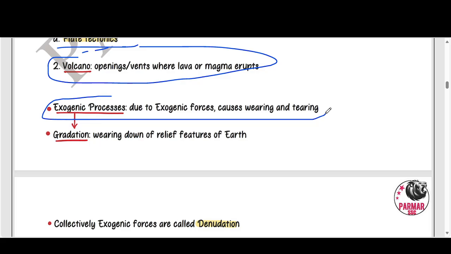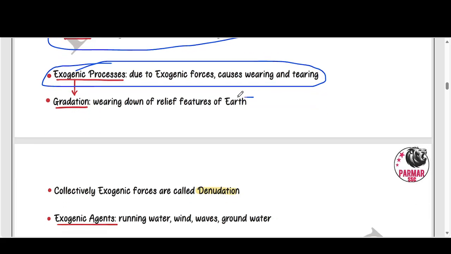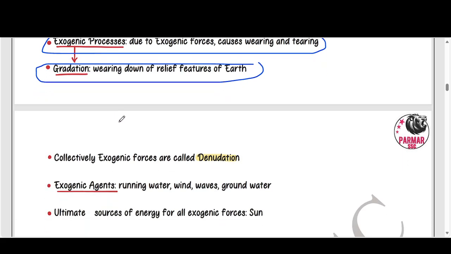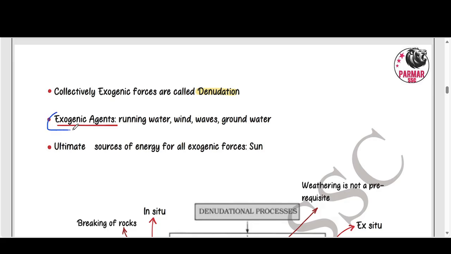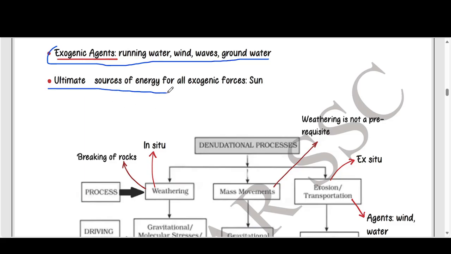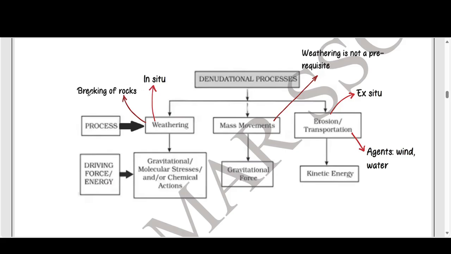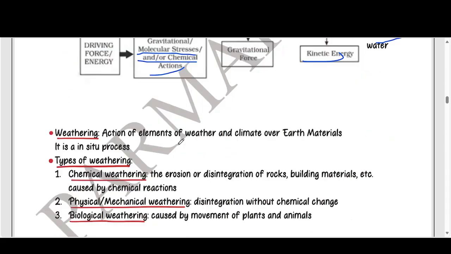Exogenic processes cause wearing and tearing. Degradation is the wearing down of the relief features of the Earth. Collectively, exogenic forces are called denudation. Exogenic agents include running water, wind, waves and groundwater. The ultimate source of energy for all exogenic forces is the sun. Weathering is the in situ breaking of rocks, driven by energy, gravitational forces, molecular stress and chemical actions. Mass movement is driven by gravitational forces. Weathering is not a prerequisite for erosion, except as a transfer agent; wind and water carry kinetic energy.